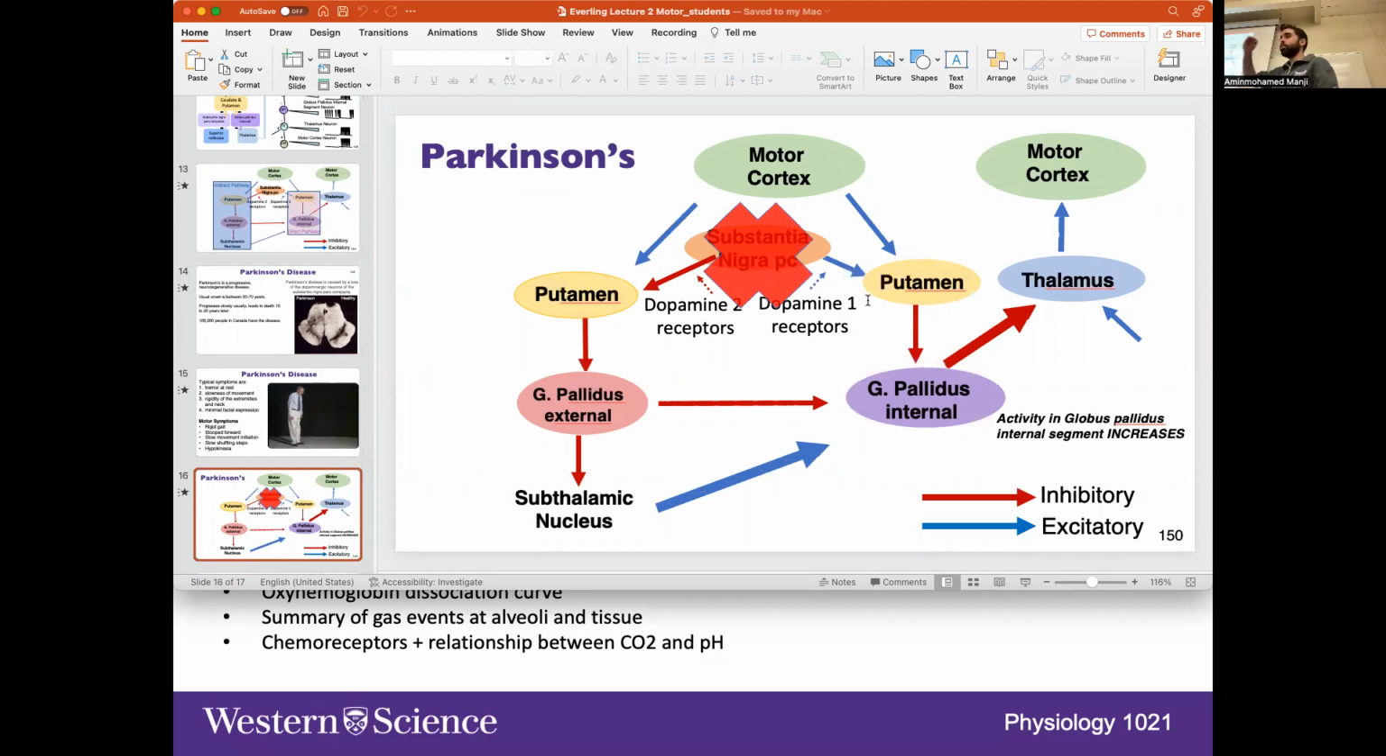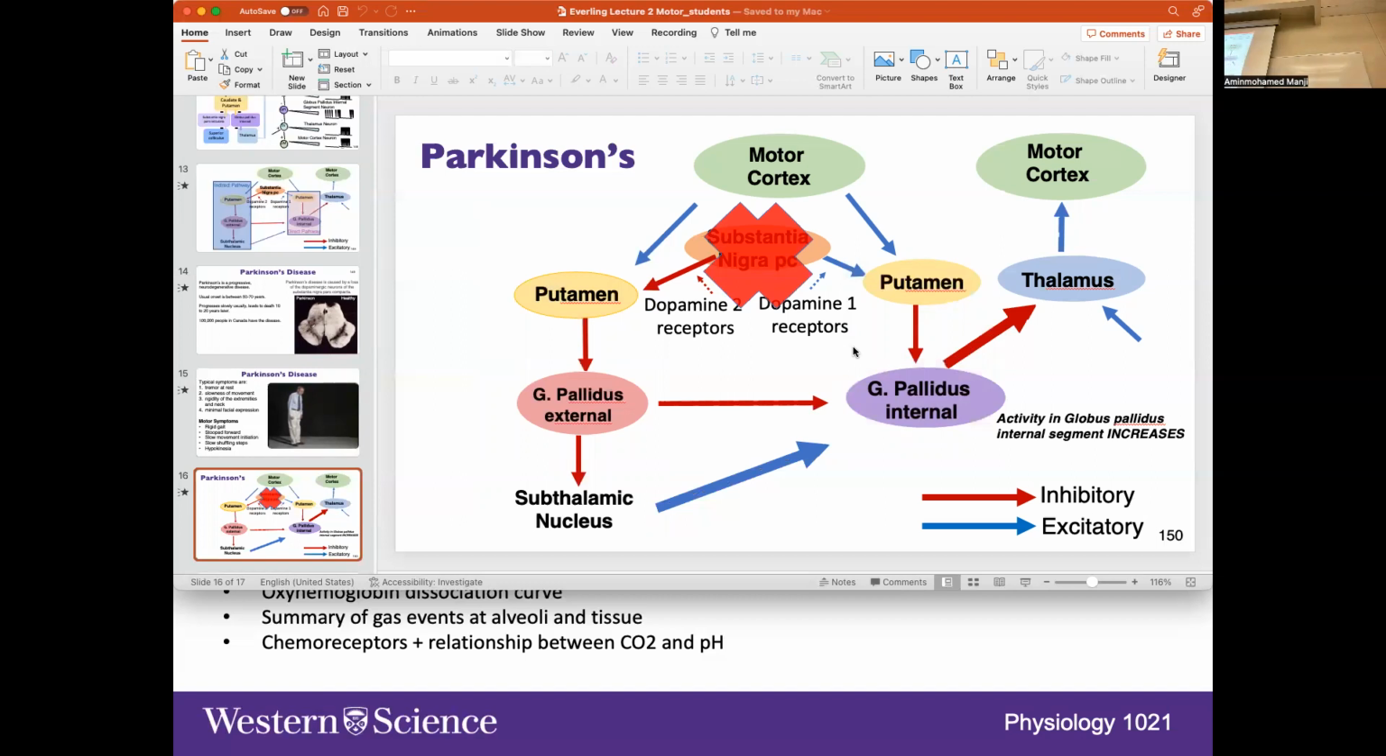So again, if you were to work through all of these pathways, what you would find is in Parkinson's, by losing dopamine, the other big key takeaway from all of this is that this structure right over here, the globus pallidus internal segment, its activity increases. That is the key takeaway for Parkinson's.